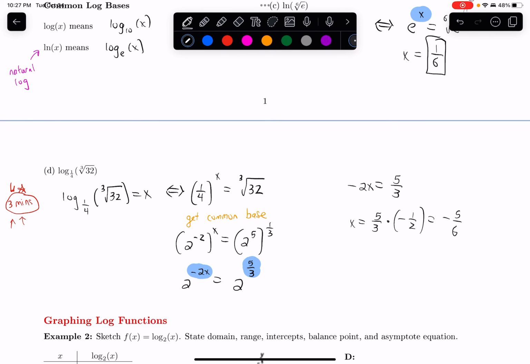So I wanted to know what this log is, and I called it x. Now I know what x is. It's negative 5 over 6. And that's my answer.